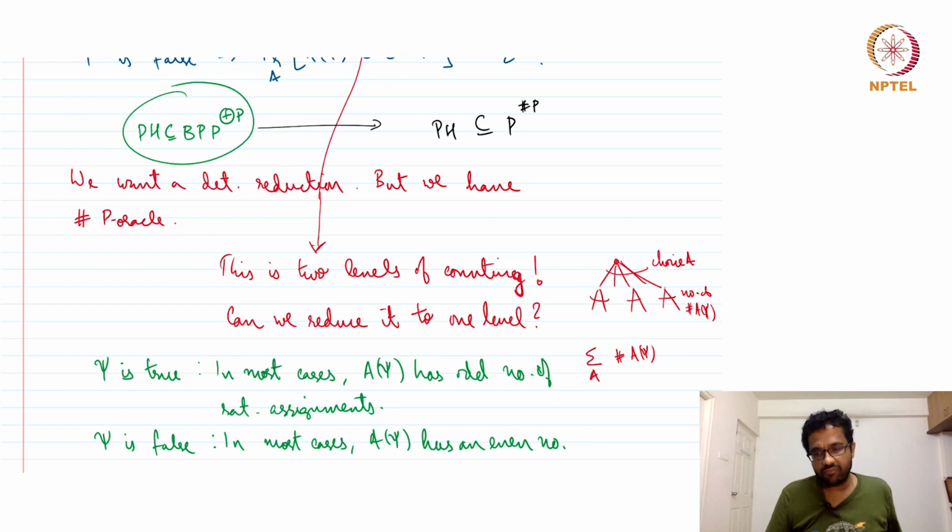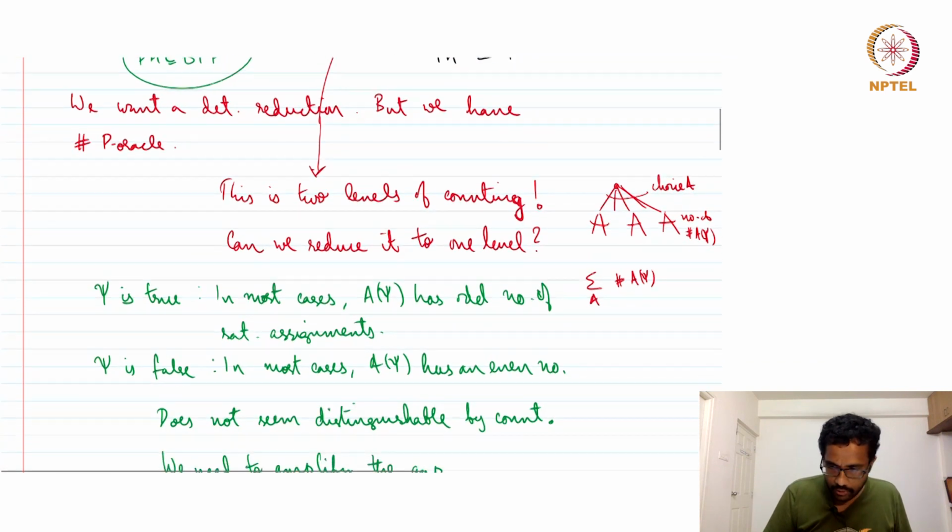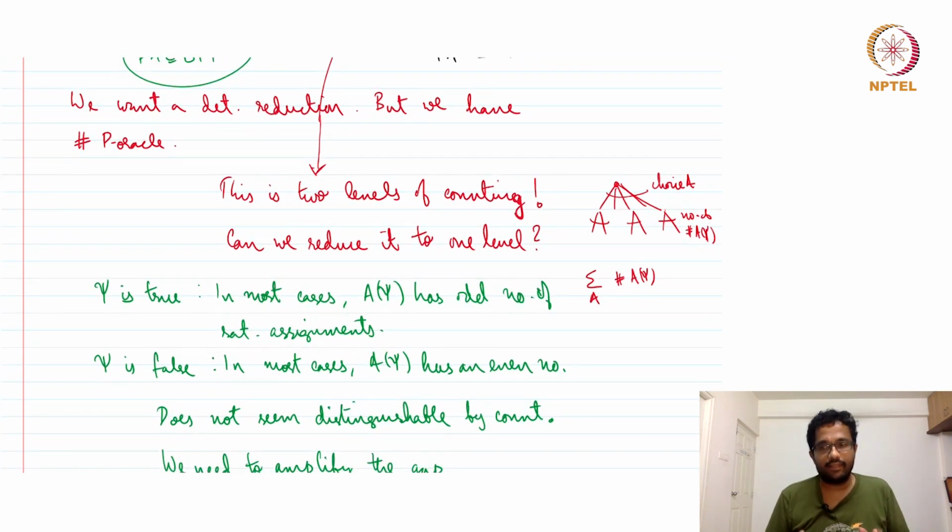So this sum may not really give us much information about whether psi was true or false, because this could be mixed up, or the same value could result from the yes instance as well as the no instance. So let us try to engineer a way where this sum will tell us the answer. So instead of A psi, we will go to another formula which will make sure that the sum itself will tell us whether it's a yes instance or no instance.